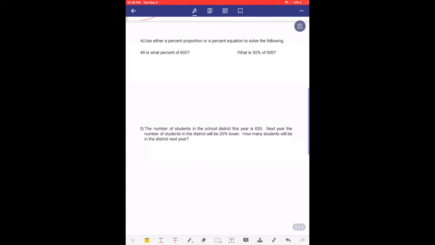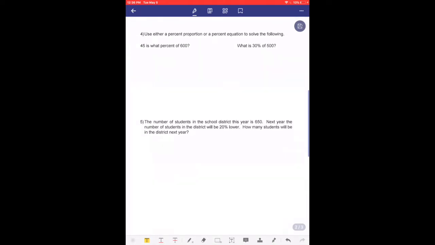Question 4. Use either the percent proportion or a percent equation to solve the following. So for the first one, I'll use the percent proportion, and for the other one, I will use the percent equation. You can do whichever method that you prefer.